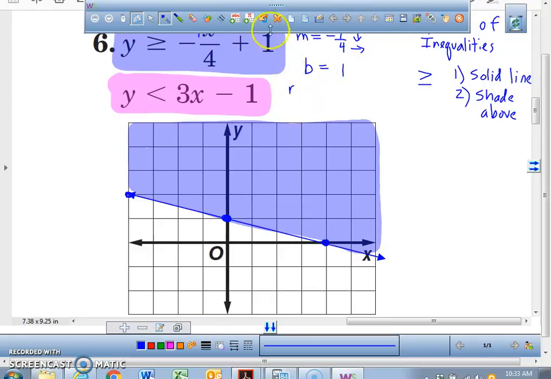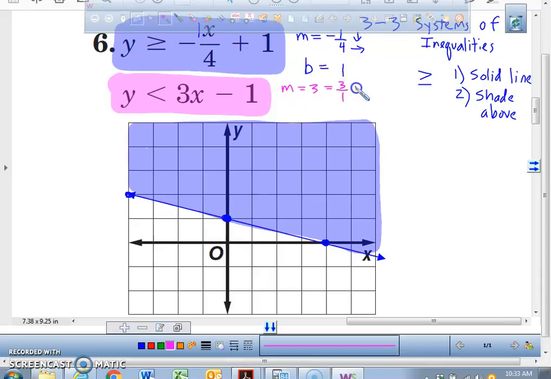Now, what's the slope of the magenta line? 3. Now, what does that mean? That means we have a 3 over a 1, which means we go up 3 units and over 1 unit. What's our y-intercept? Negative. So let's start at the y-intercept, right here at a negative 1. And then from that point, we're going to go not 1, not 2, but up 3 units and over 1, and we're going to put a point. We're going to go up 3 units and over 1, and we're going to put a point.